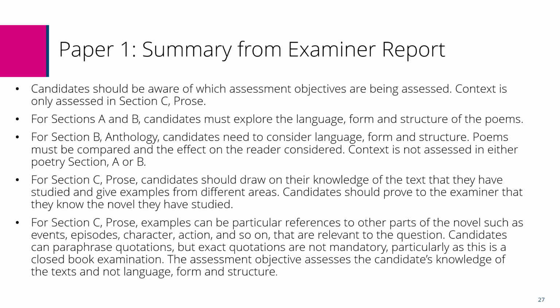For section C, the prose section, candidates should draw on their knowledge of the text that they have studied and give examples from different areas to show that they have studied the whole book. Candidates should prove to the examiner that they really do know the whole novel. For section C, prose, examples can be particular references to other parts of the novel, such as events, episodes, character, action, and so on that are relevant to the question.